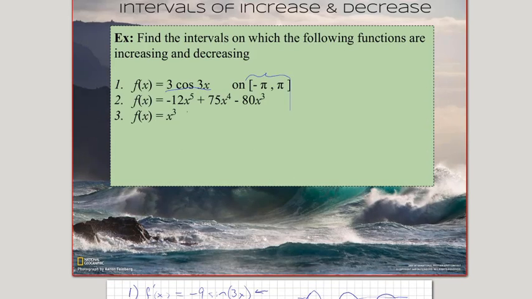Okay, so try the same thing with these guys. These are just polynomial functions. One thing to keep in mind about polynomial functions: if you look at the degree of the polynomial, that tells you the maximum number of zeros there are, and one less than that tells you the maximum number of direction changes.